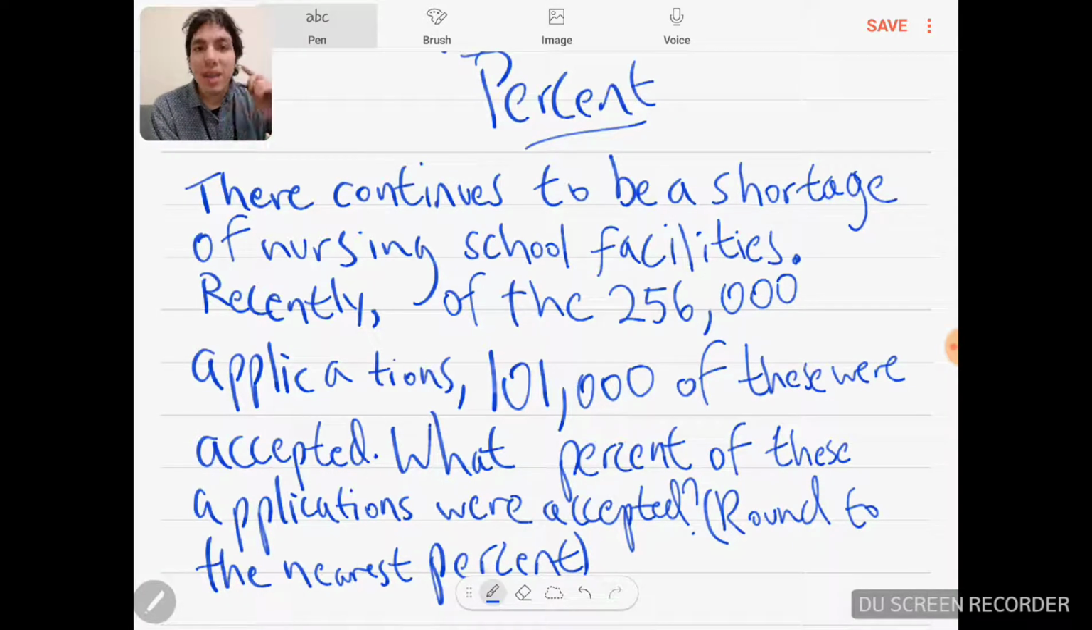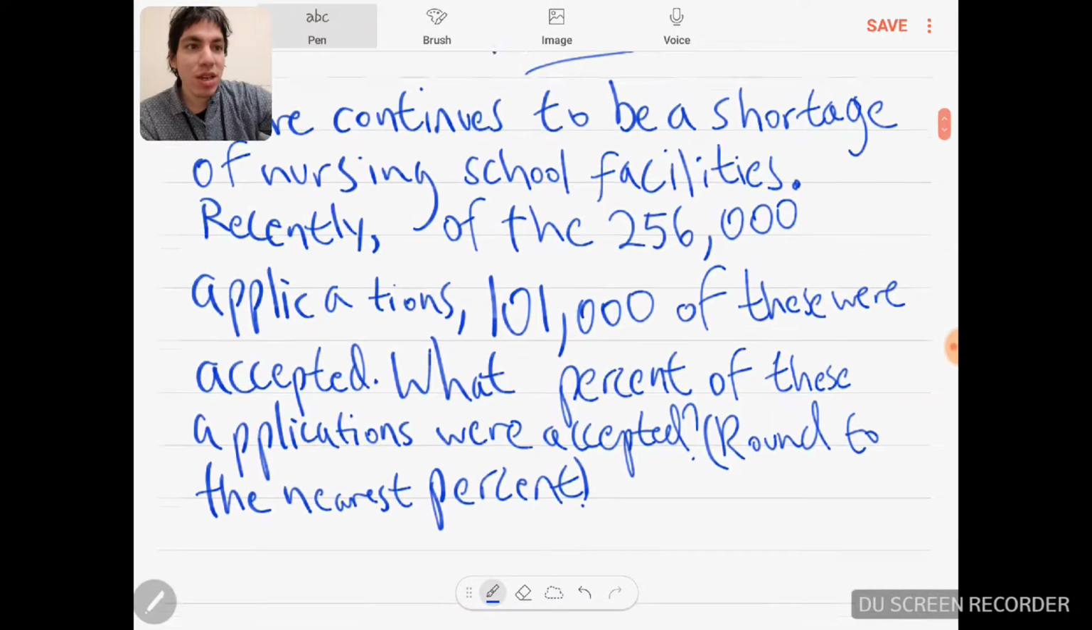One more time. There continues to be a shortage of nursing school facilities. Recently, of the 256,000 applications, 101,000 of these were accepted. What percent of these were accepted? Round your answer to the nearest percent.